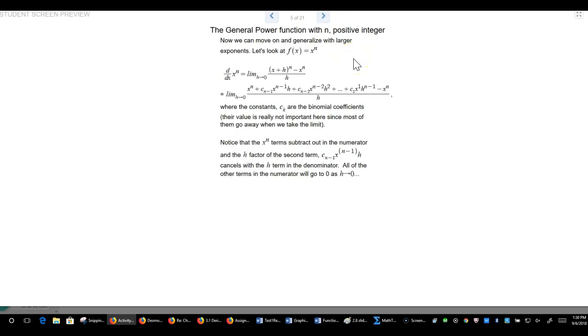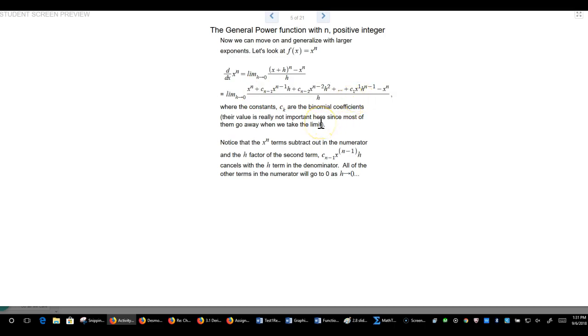So now let's look at the general power function where n is a positive integer. These are the things that make up polynomial functions. So let's differentiate x to the n. That's the most basic one. So we have the limit of the difference quotient. And let's look at what happens when we expand that binomial, x plus h to the n. If this were x plus h squared or x plus h cubed, you're going to have a longer and longer string of terms.